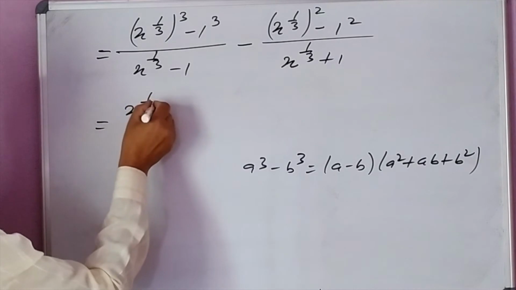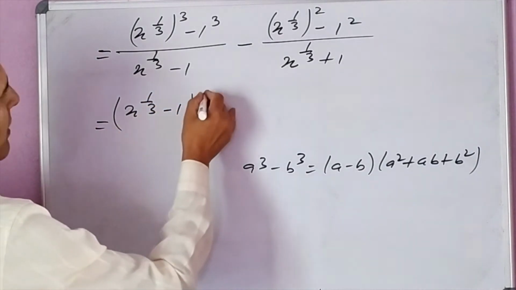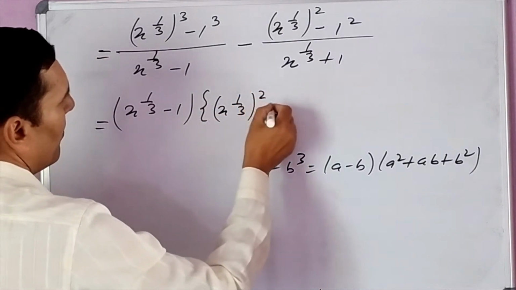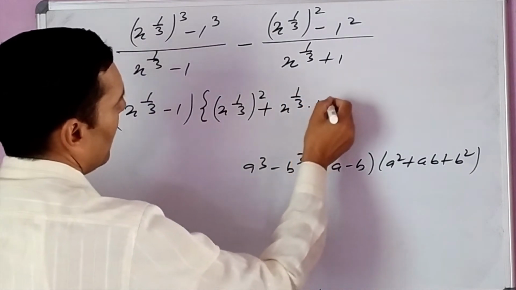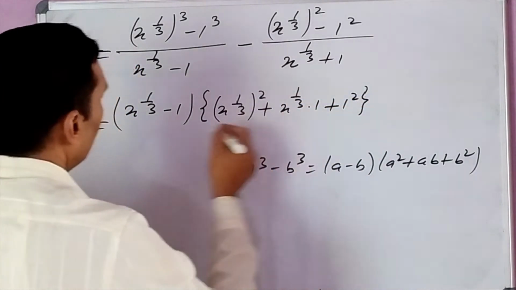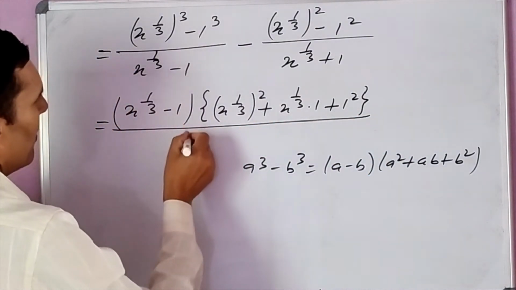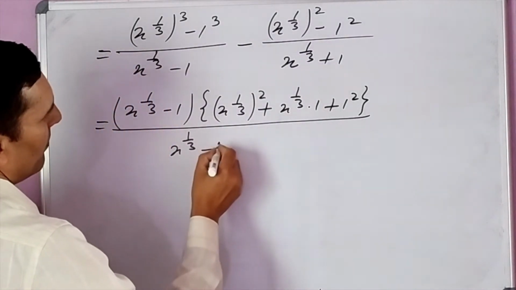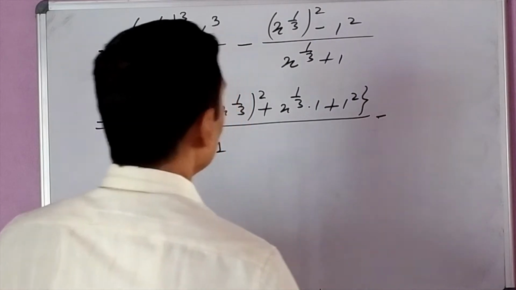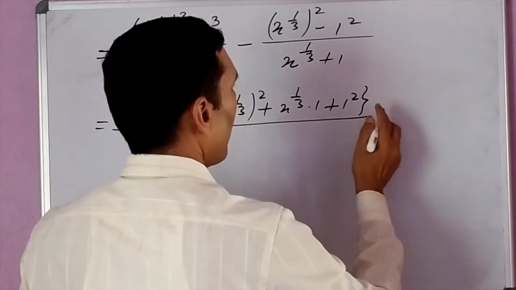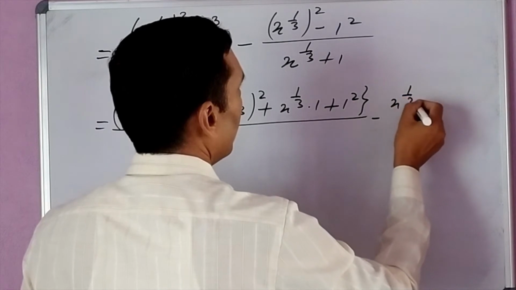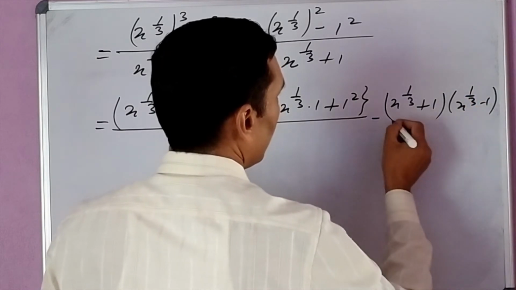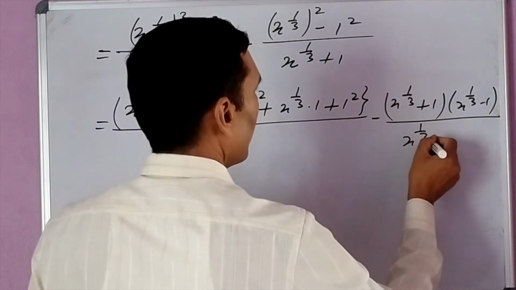(a minus b)(a² plus ab plus b²). Here a is x to the power 1 by 3 and b is 1. So a minus b, then a² is (x^(1/3))², plus ab, x to the power 1 by 3 into 1, plus b², 1 square, upon the denominator as it is, x to the power 1 by 3 minus 1. And in the second term also, we can use the formula of a² minus b²: (x^(1/3) plus 1)(x^(1/3) minus 1), upon x to the power 1 by 3 plus 1.